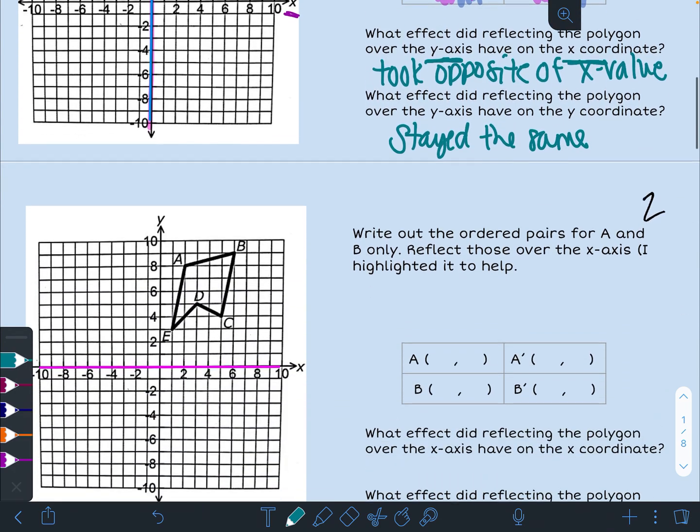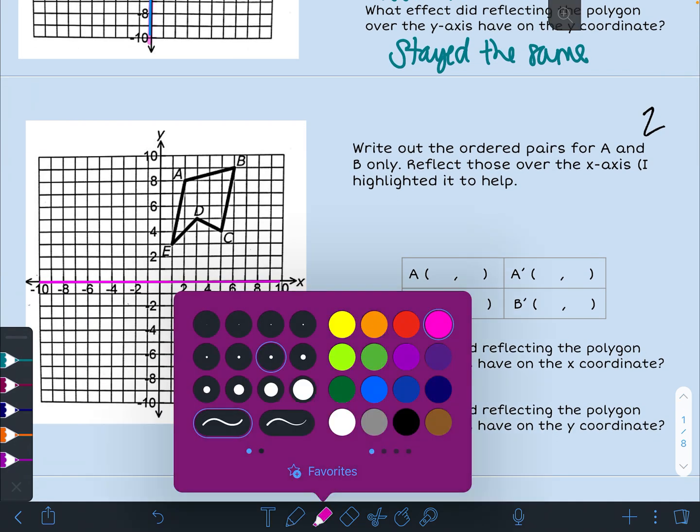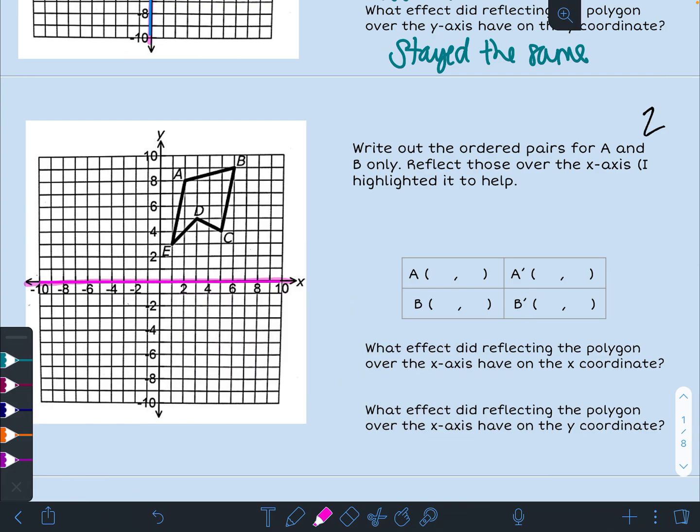So now I'm going to take the same points, and this time I'm going to reflect over my x-axis. So I'm going to be reflecting over my x-axis here. I'm going to keep the same points this time. So I have (2, 8) and I have (6, 9). I'm going to use A and B again.